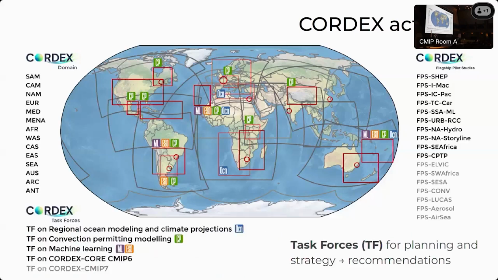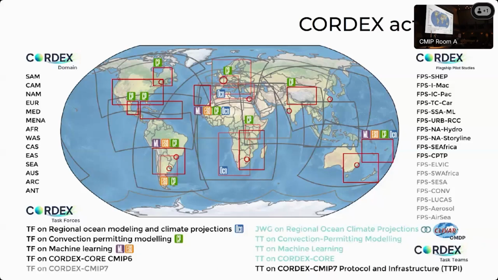So in 2025, we launched what we call the task forces. These were very short-term activities to try to coordinate these approaches. There were task forces on regional ocean modeling, on convection permitting modeling, on machine learning, and we have 2 others, one on the CORDEX core experiment, which I will be mentioning in 1 minute. And there was also one task force on the preparation for CORDEX CMIP7. These task forces did some planning and the strategy that we could follow in the future in CORDEX, providing some recommendations, but did not actually implement these recommendations.